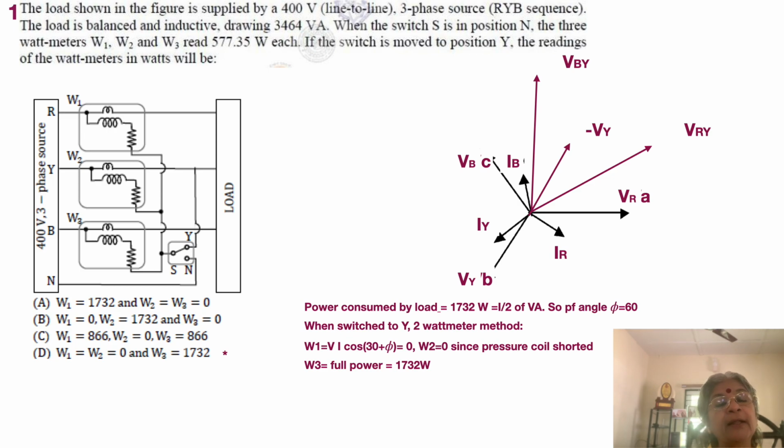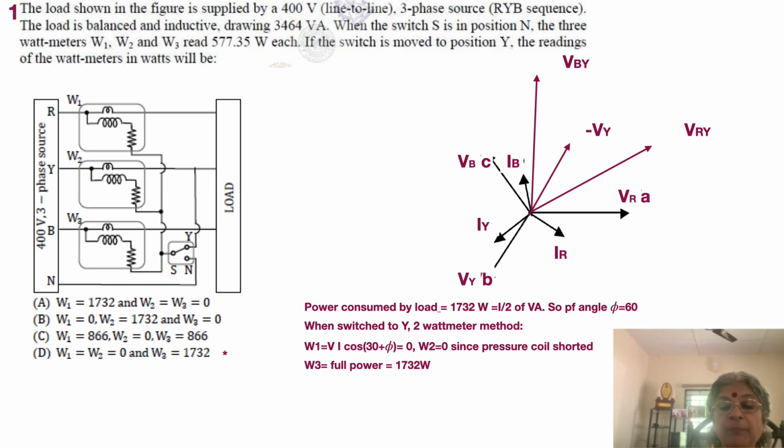What about the other end of the potential coils? They are all connected together at the junction S, and it leads to the switch S. What is happening at the switch S? We have two different configurations to choose from. If the switch is placed at N, all the potential coils are connected together in star, and then they go to the neutral.